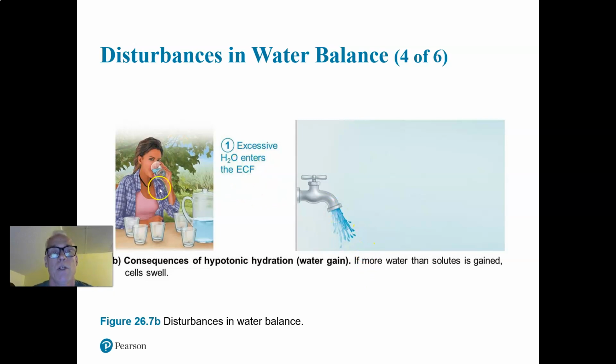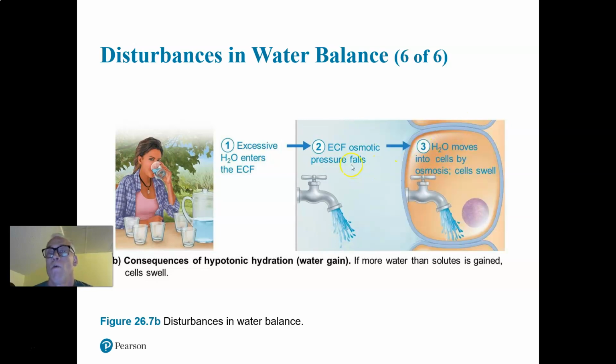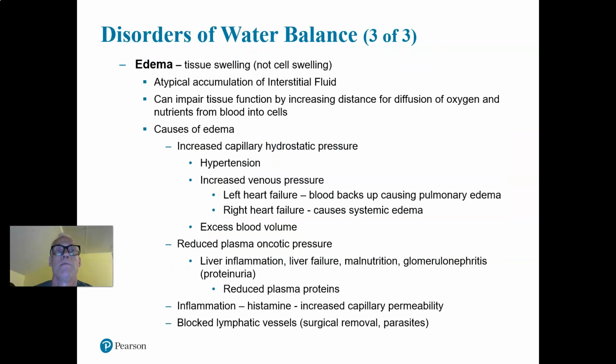So here's a little graphic again showing hypotonic hydration. If we take in too much water, or the kidneys are at fault for not being able to retain enough solutes relative to the amount of water, we have a dilution of the extracellular fluid, a hypotonic condition, and so water moves from high water concentration to lower water concentration in the cells, and they swell.